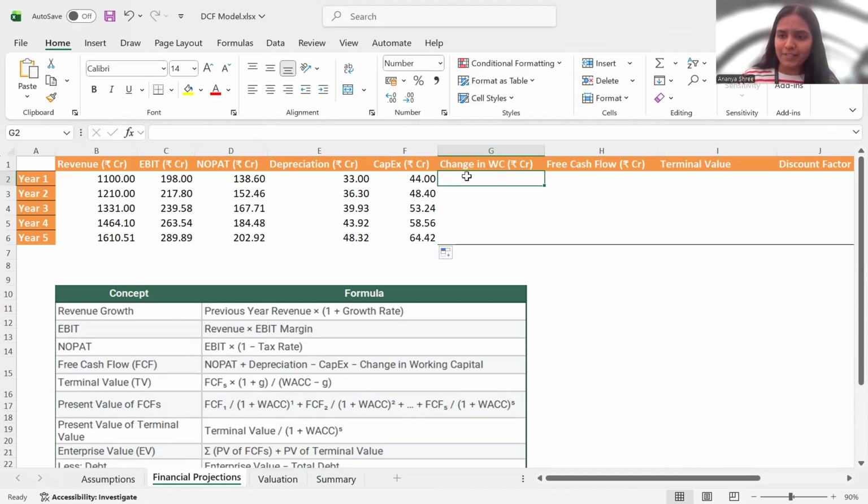Oh, sorry. Next, change in working capital. For simplicity, I'll model this as a percentage of revenue. Working capital is equal to revenue into working capital percentage. I'll use 1% here, type revenue into working capital percentage. If working capital increases, it's a use of cash. If it decreases, it's a source.